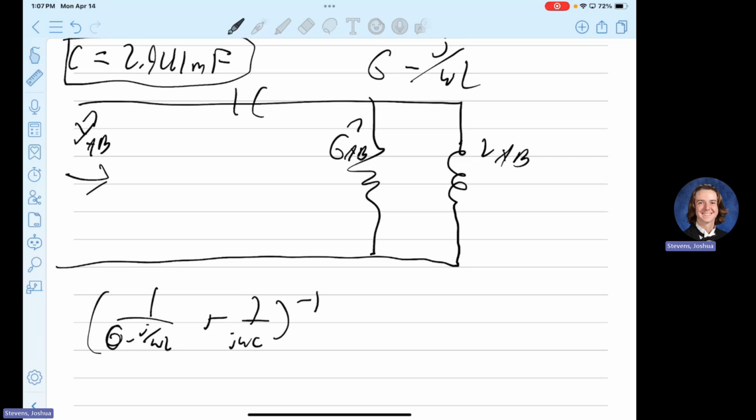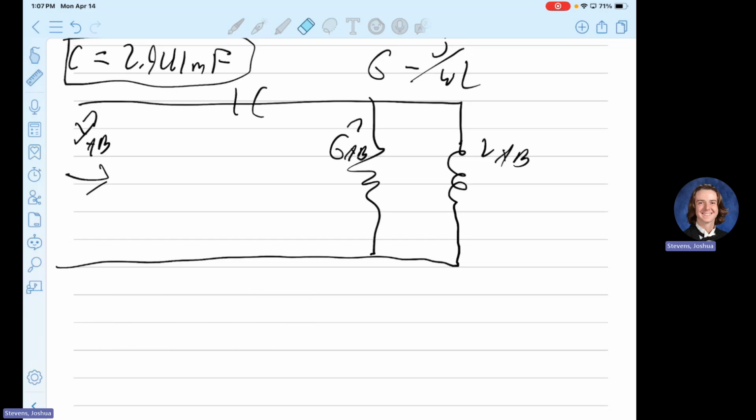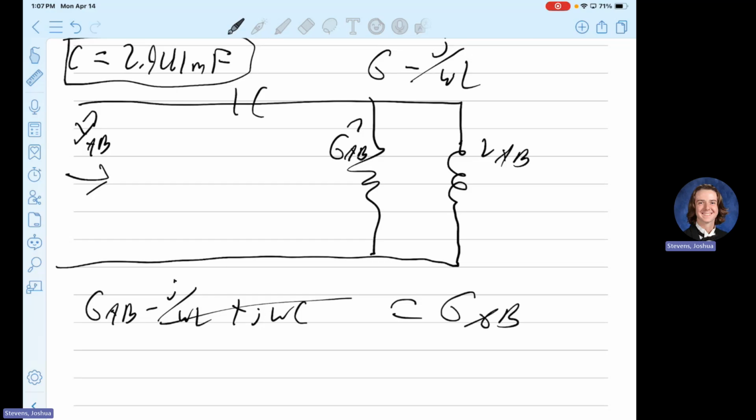That's like adding two resistors in parallel, which is not what we want to do. We want to do this. We want to do that. So these cancel out and we're just left with G, A, B. So if we were to put that capacitor in series, it wouldn't work. So we need to put it in parallel.